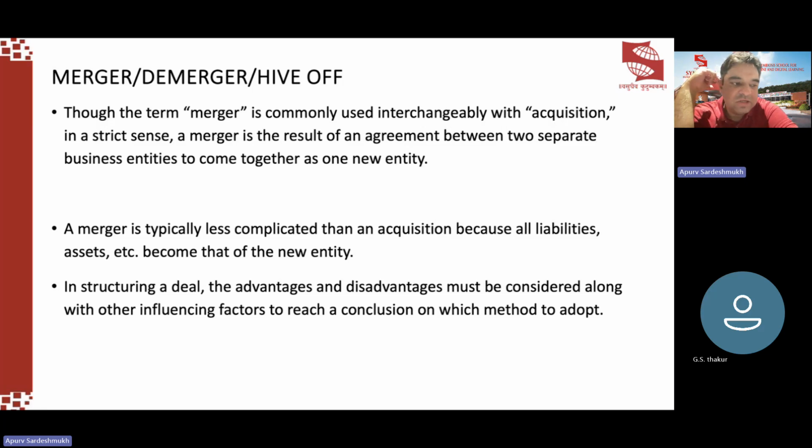In a demerger, say there's a big company involved in three or four lines of business, and they want to make sure they concentrate on one line of business. So they will demerge, and the three or four lines of business will be demerged into three or four companies. Hive off is when one part of the company is taken off, and a new company is formed to look after that part of the company.